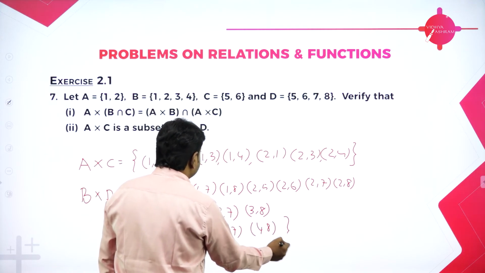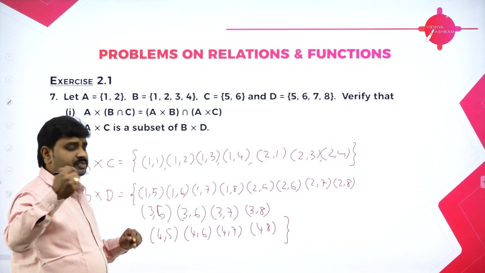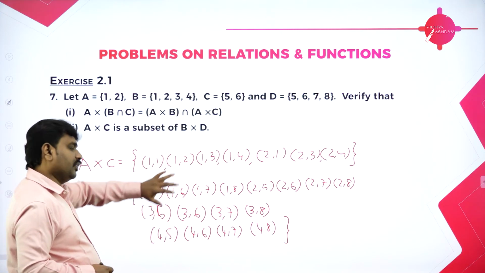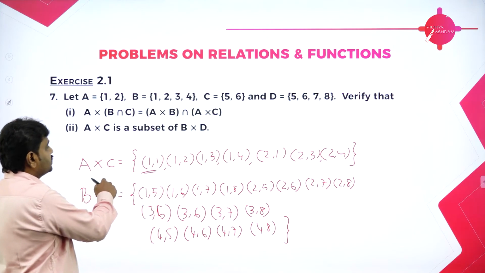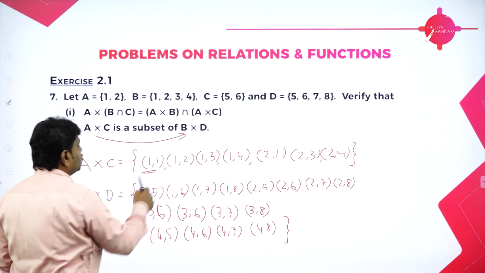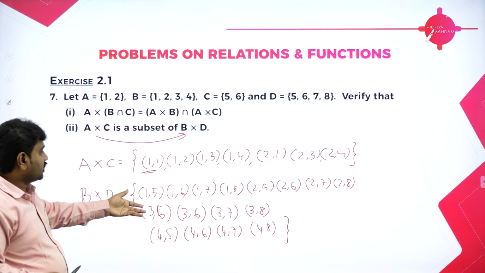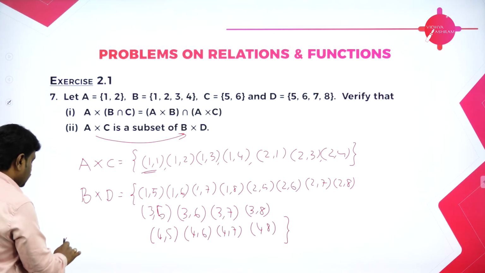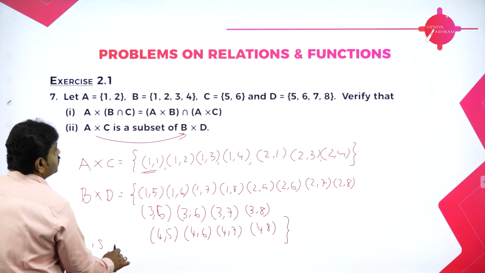If all the elements of A cross C are present in B cross D, then we say subset. Do we have the first element here? We need not check everything. If this is a subset of this, then every element in A cross C should belong to B cross D. But the first element is not there, the second is not there, so it is not a subset. So A cross C is not a subset.